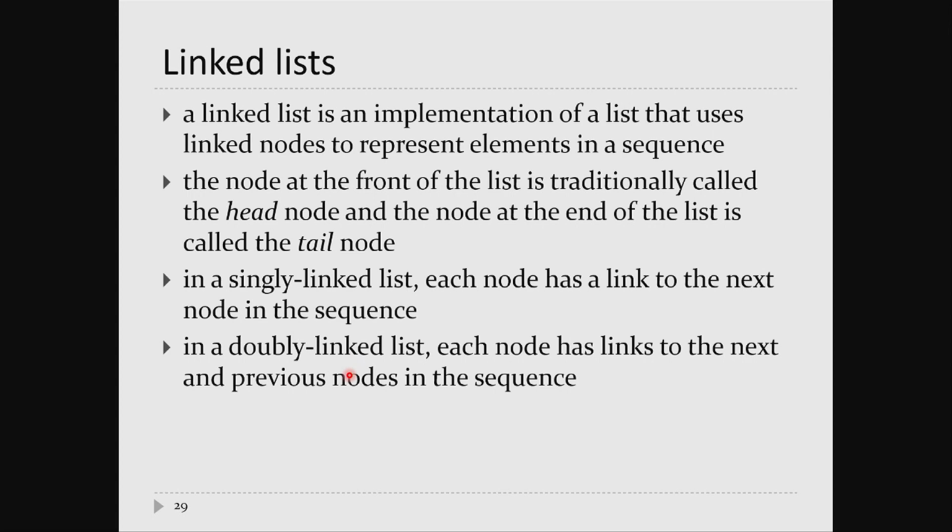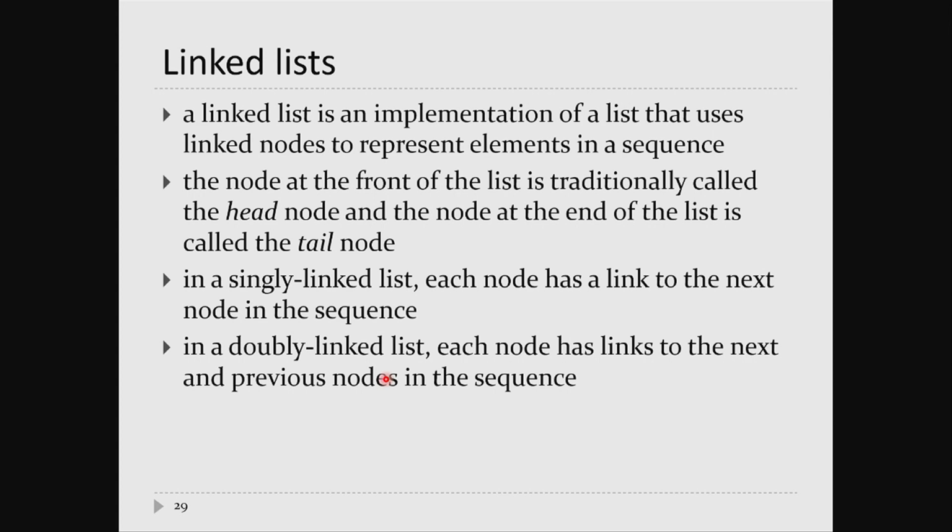But there are other types of linked lists. There's a doubly linked list, in which each node has links to the next and previous node in the sequence. With a linked list, it's easy to move from the front of the list to the back. You just follow the next links. In a doubly linked list, you can move in either direction. You can move forward by following the next link, and you can move backwards by following the previous links.